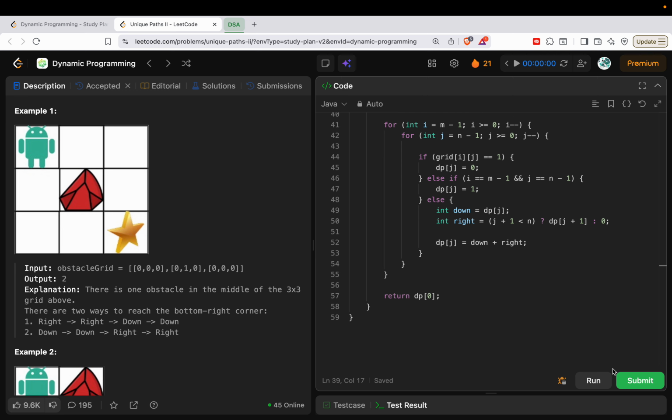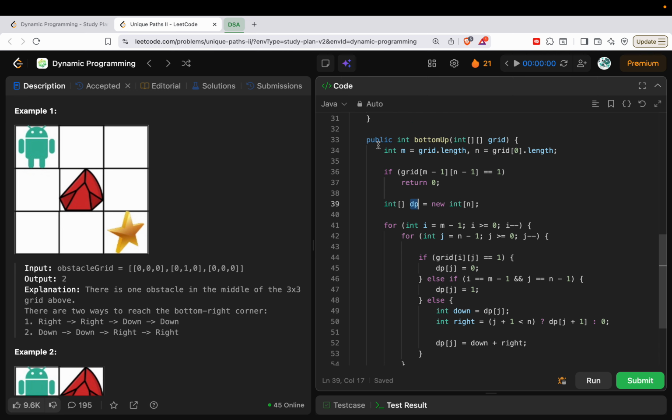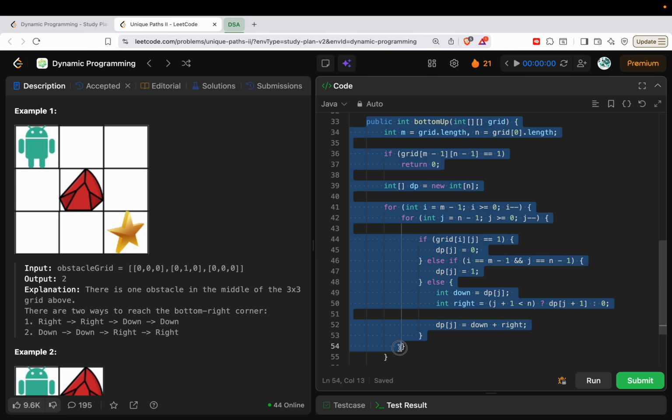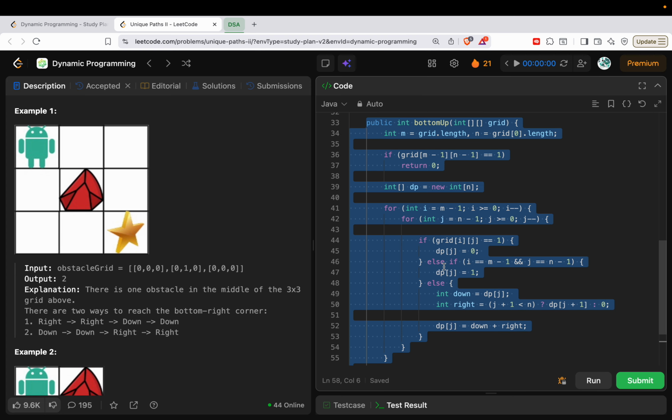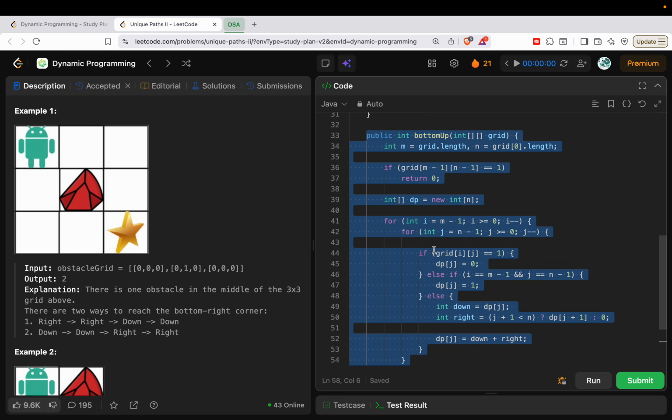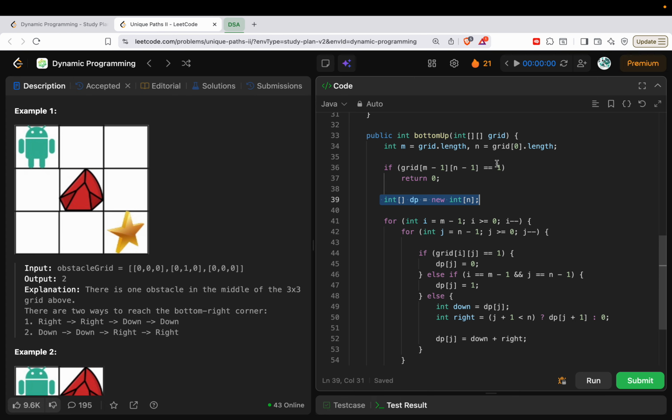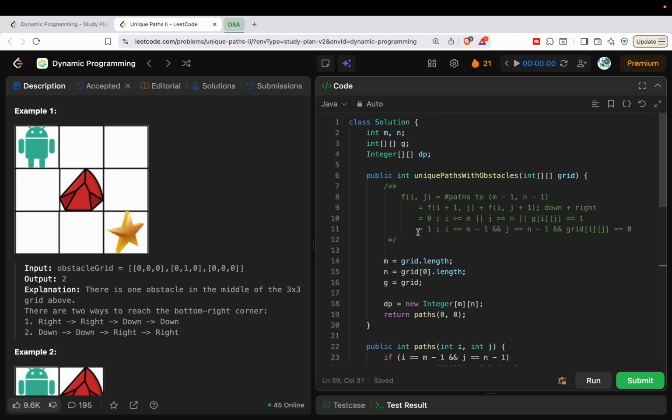Okay, if you submit this problem, this will also be an efficient solution. This will be even more efficient than our recursive top down approach. The reason being, we are only using big O of n space here. The time complexity will still remain the same because we have to process each and every cell in our grid. So the time complexity will remain big O of m into n, and the space complexity is big O of n.